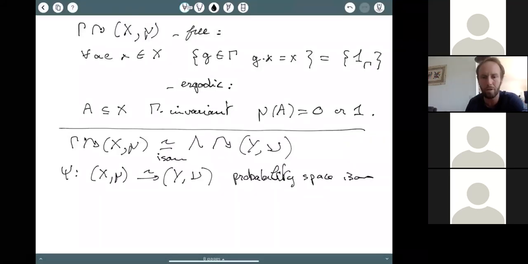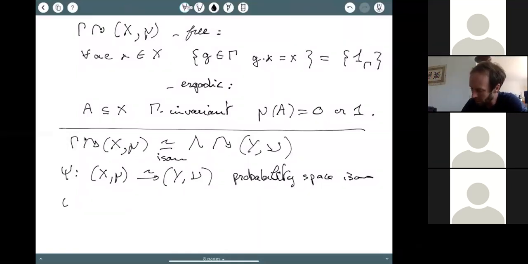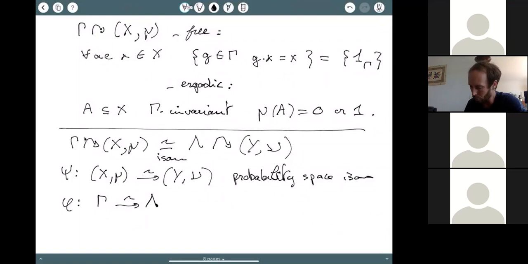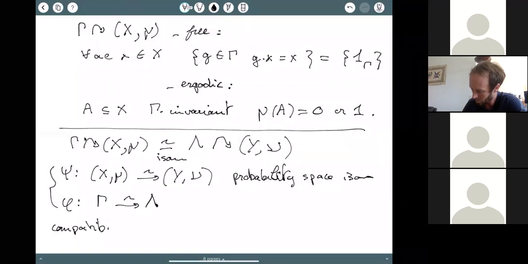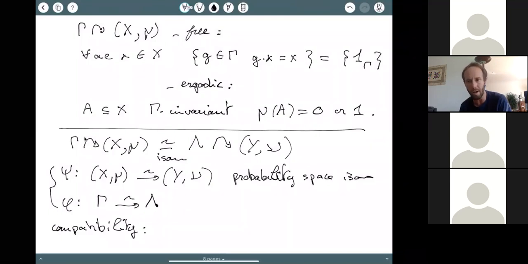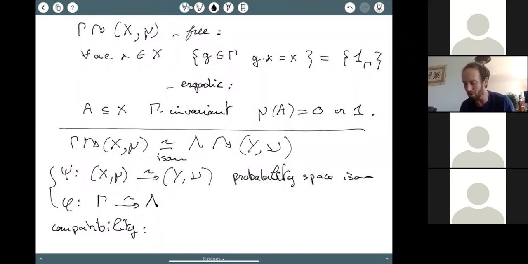Which means that it preserves the measure, that it's essentially bijective and so on. And you also need an isomorphism between the groups. Okay. And then, of course, you need some compatibility assumption between them. And the compatibility assumption means, of course, that psi is supposed to transfer the action of gamma to the action of lambda through the isomorphism phi.